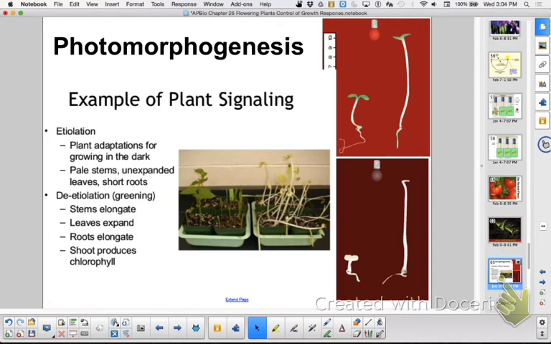So etiolation is an adaptation for growing in the dark. Very pale stems, leaves don't expand, short roots, you're all about the upward growth. Then you can green once you come in contact with light. That's a good strategy for a plant, right? Focus your resources where you need them. So if you have the ability to go, okay, we are 100% PR, we're not going to PFR, you have to have the presence of the PFR, right? Get yourself to green up and expand your leaves. That's a good way for a cell to be aware of its surroundings, of its environment.